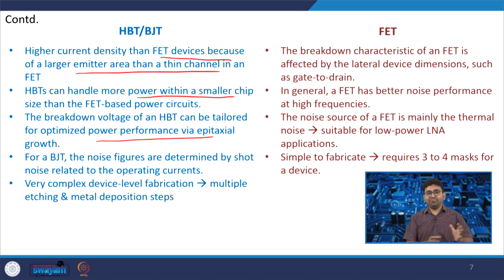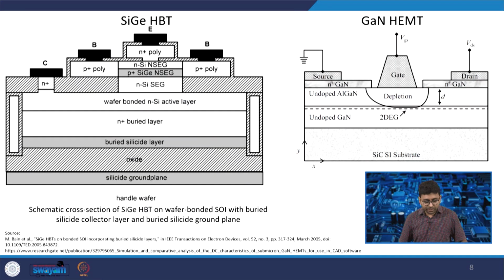So, these are the basic comparison. At some places BJT HBTs are advantageous, at other places FETs are advantageous, but they will go parallel, and based on the specific application it can be used. So, we have discussed HBT and HEMT. Here the basic structure of HBT and HEMT is drawn.